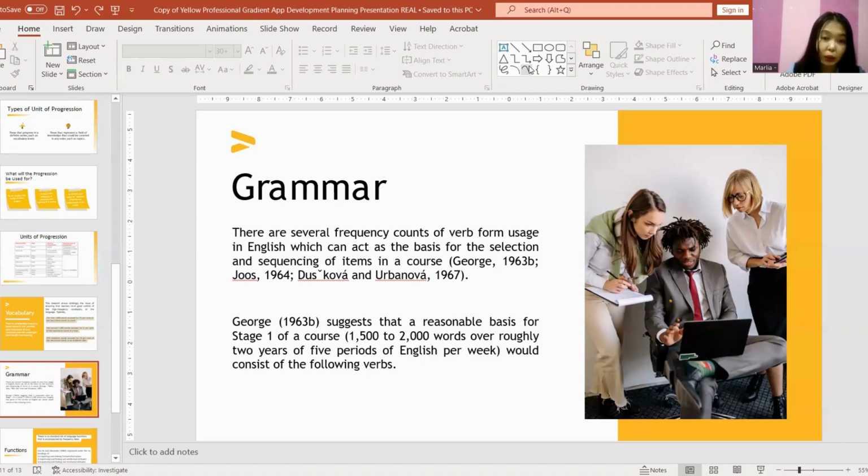Here, there is also a study conducted by George in 1963 that suggests that a reasonable basis for stage 1 of a course, which consists of 1,500 to 2,000 words over roughly 2 years of 5 periods of English per week, would consist of the following verbs.